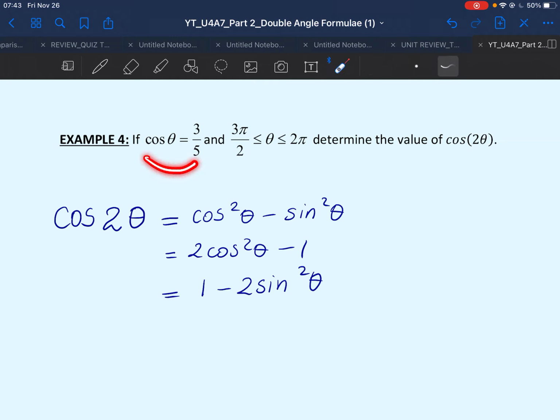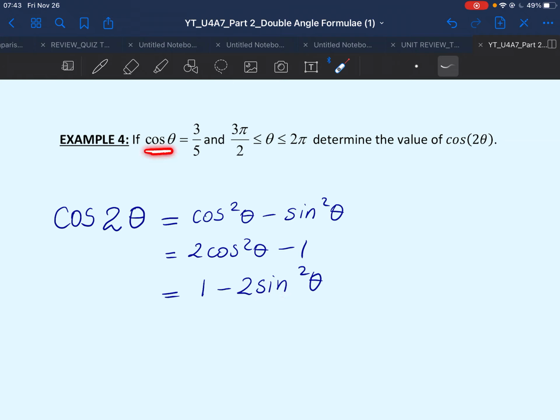Now let's take a look at the information I'm given. The information given in this case is cosine of theta. If I use the first formula, I'm going to need the values for sine and cos. Now, when we have the cosine of an angle, we can figure out the sine of the angle, but that will require extra work. Not impossible, but more work. If I decide to use 2 cos squared theta minus 1, I can right away use the information given and put it into the formula. For 1 minus 2 sine squared theta, I need to find sine of theta.